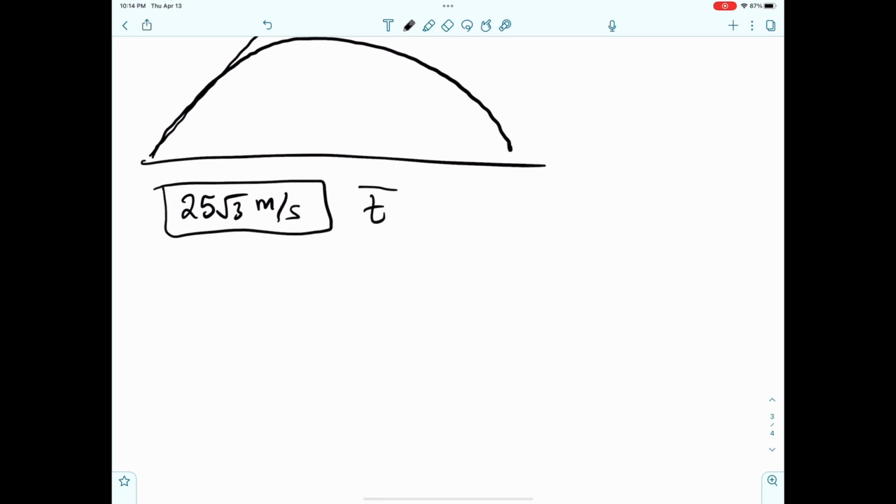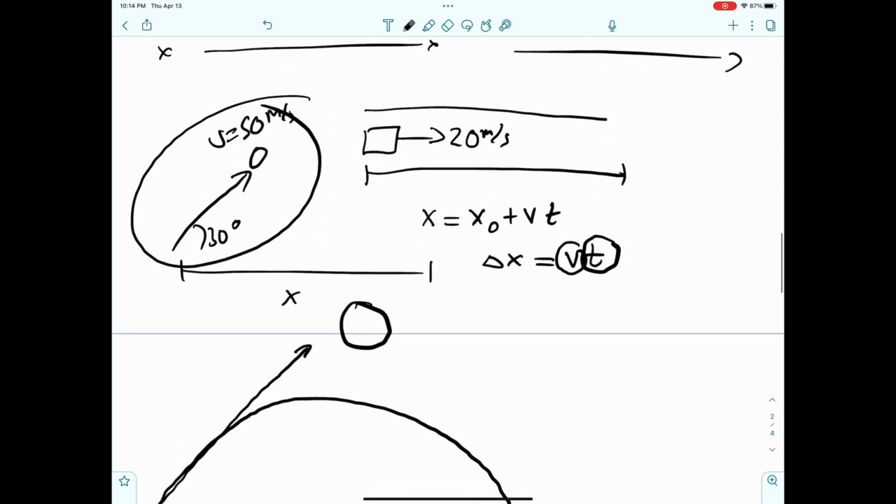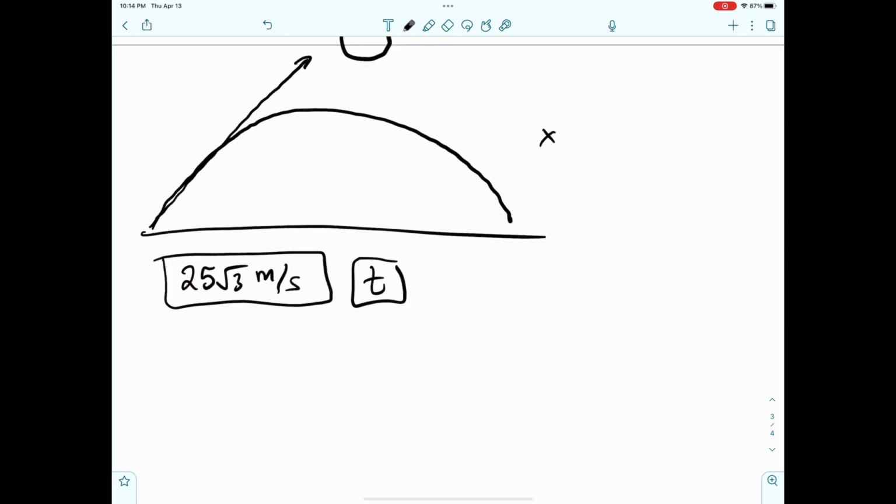Now we need a time. And we know, while we did break up the problem into the x and y directions, the time is constant for both of these. Because once the object hits the ground, the velocity is going to be 0.